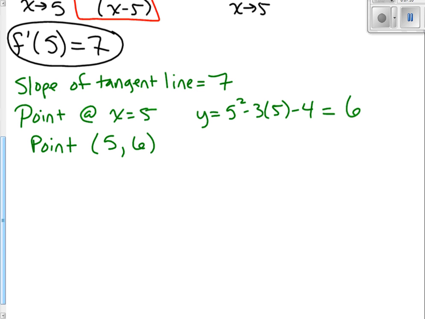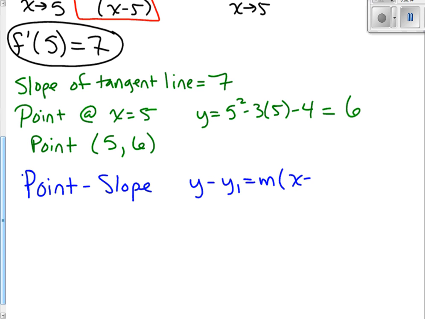Now, I would like for you to always use point slope. And when you use point slope, don't simplify anything. I don't want you to make any mistakes. Point slope is fabulous. So I have y minus y1 is equal to m times x minus x1. That's your point slope formula. That's the line equation that I would like for you to use.